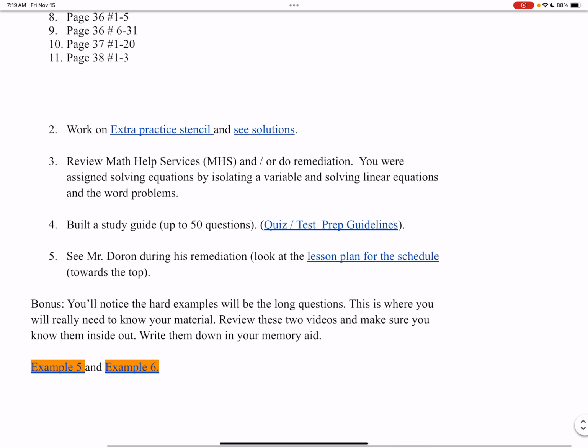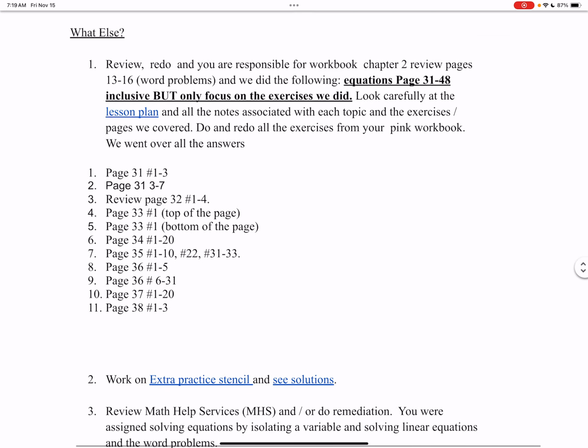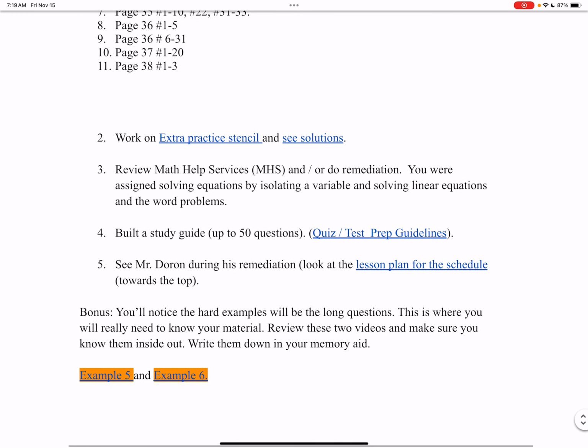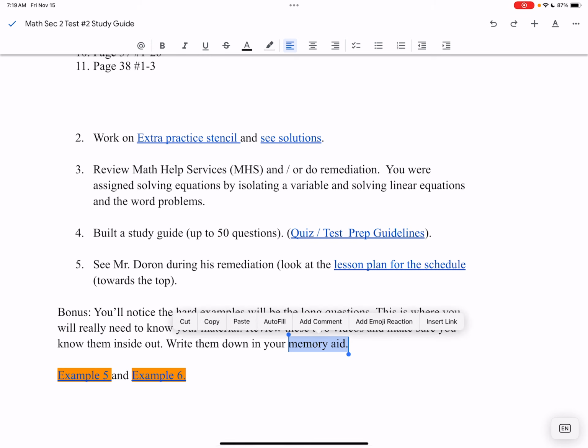Bonus, you'll notice the hard examples will be the long questions. This is where you will really need to know your material. Review these 2 videos and make sure you know them inside out. Write them down in your memory aid. Often people get stressed. And what I would tell you, if you get stressed, then put all your stress in your memory aid, that colored memory aid, 1 page.